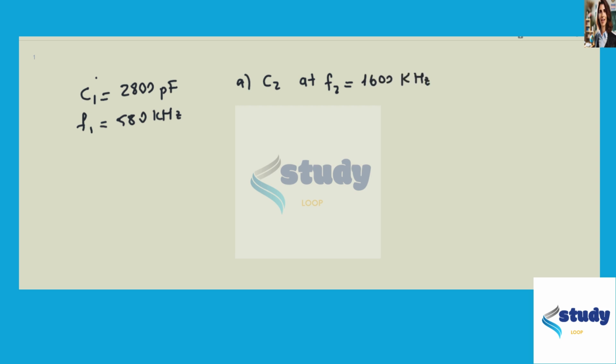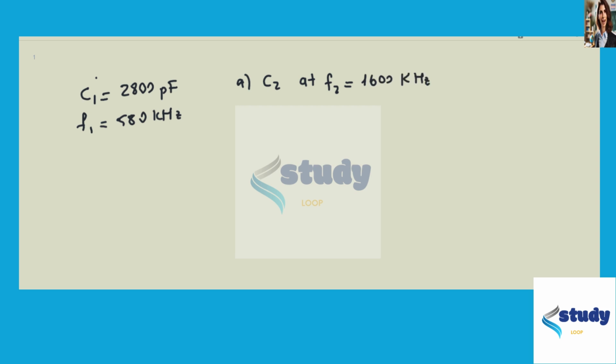We have a variable capacitor in the tuner of a ham radio. The capacitance is given to us as 2800 picofarads, and the corresponding frequency is 580 kilohertz. And we're asked to calculate the new capacitance at a frequency of 1600 kilohertz, right?